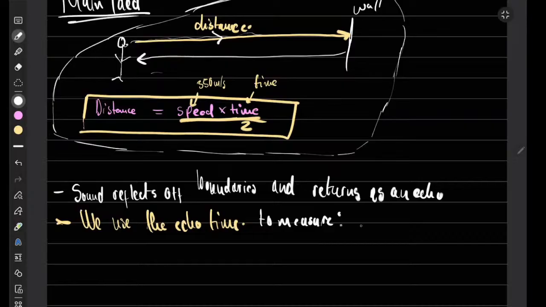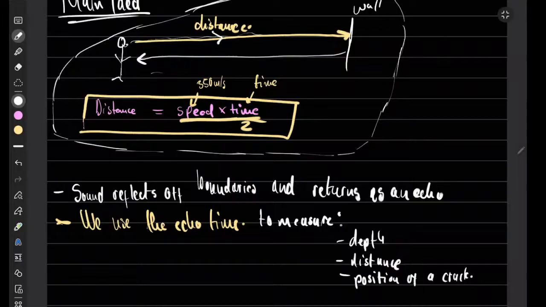To measure depth or distance or position of a crack. Position of a crack. Am I being heard? Or internal object. To locate it.